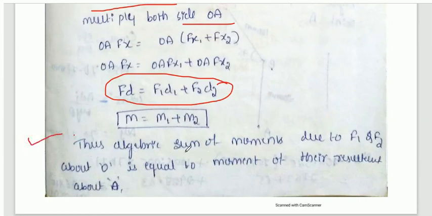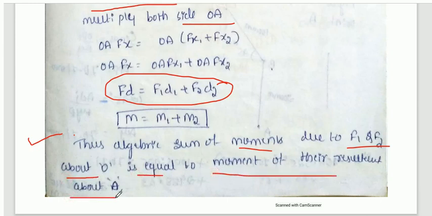Thus the algebraic sum of the moments due to F1 and F2 about point O is equal to the moment of their resultant about the same point. Hence we have proved Varignon's theorem. Is it clear? Yes, ma'am. Okay, so this is about Varignon's theorem. Let us see the problems.